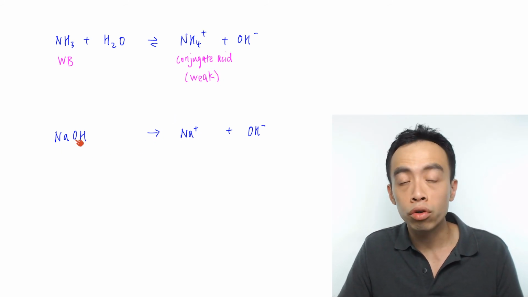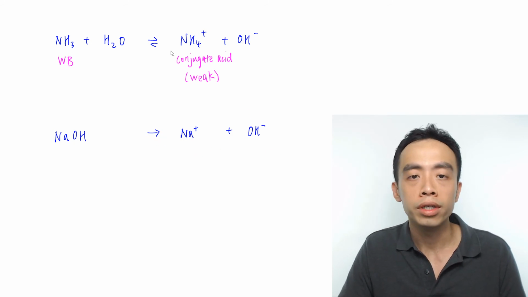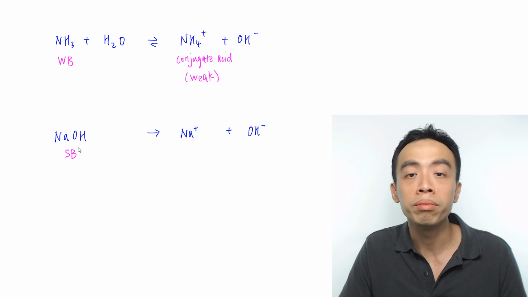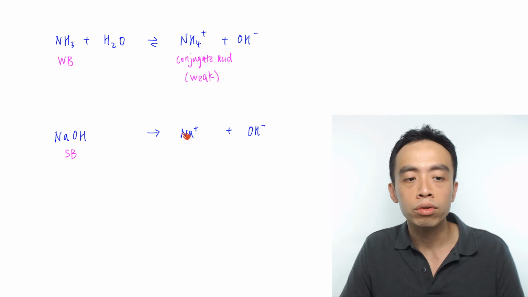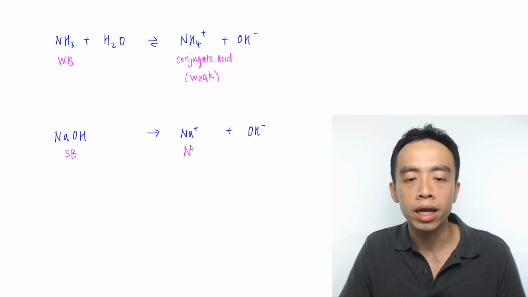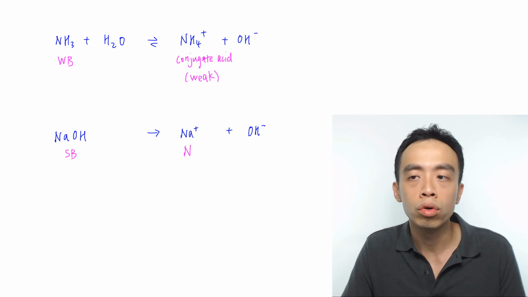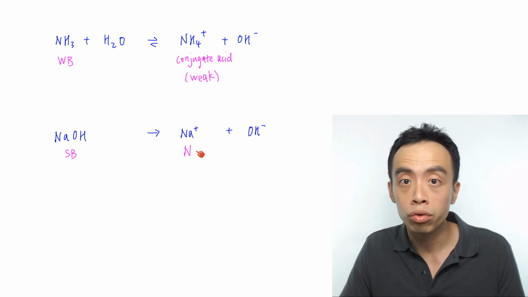NaOH is an example of a strong base, fully dissociated to give Na+ and OH-. Since this is a full dissociation, we say that this is a strong base. Then how about the nature of the Na+ that's being formed? Again, there's no tendency for Na+ to go back to NaOH because this is a full arrow, not a reversible sign. So it's easier for us to say that Na+ is neutral. A strong base will give a counter ion that is neutral.